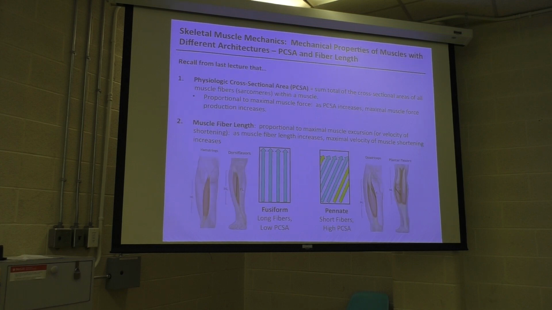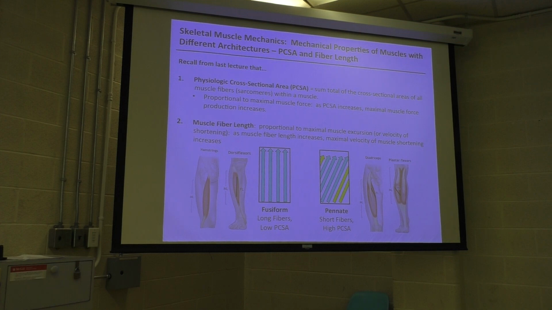Okay, so I'm going to be referring to these little areas where you see parallel versus pinnate fibers a couple of times in the lecture, so keep these in mind. From last lecture, cross-sectional area is the amount of area over which the work is being performed. As this area increases, the force production increases. Another important parameter is the fiber length. The longer each fiber is, the more sarcomeres in series.